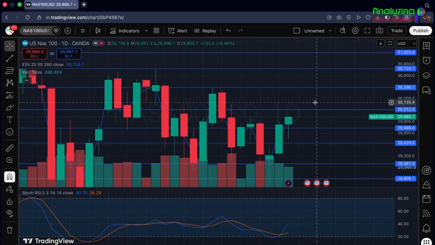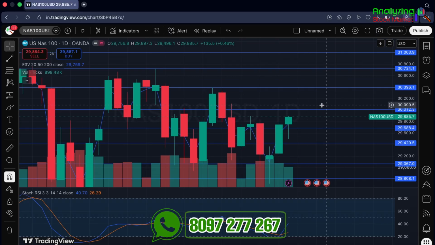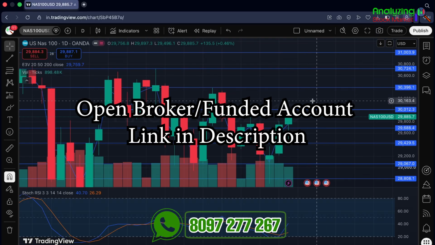If you're an intraday trader, you have to change your chart to a 4-hour or a 1-hour candle and trade accordingly. But what I'm trying to show over here is swing type trading. So if you want to go for a swing trade, then only go for a swing trade with a 1-day candle, and you can use this level as well. So overall, my expectations were positive for this week in NASDAQ 100.